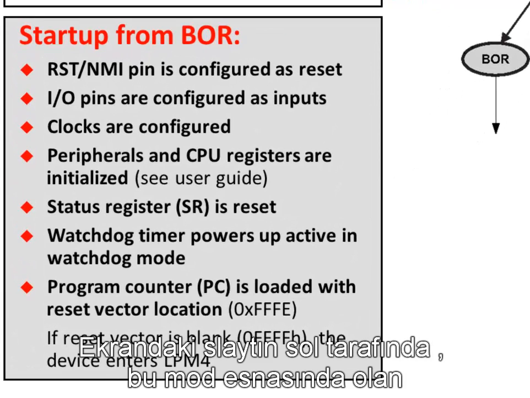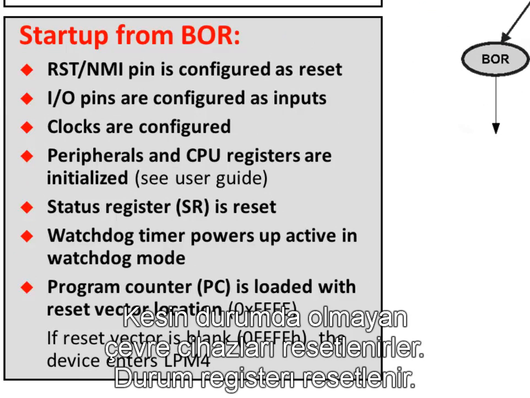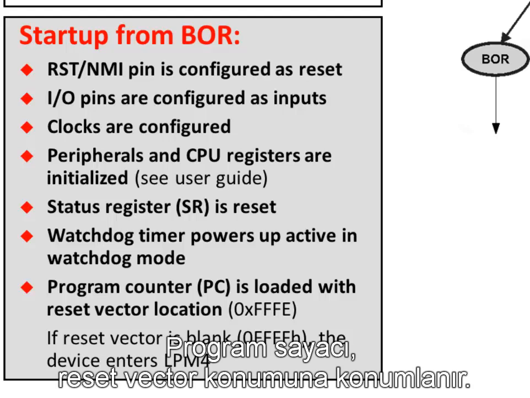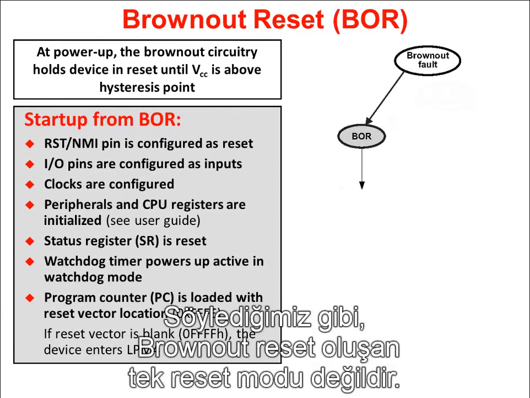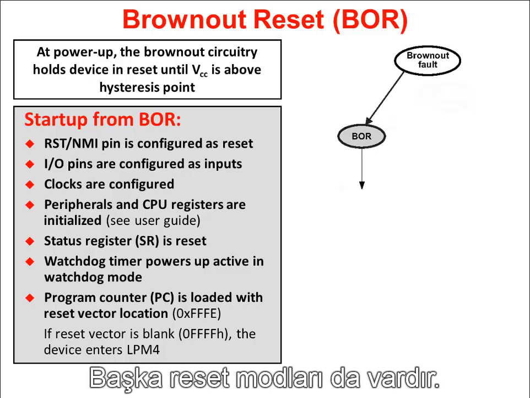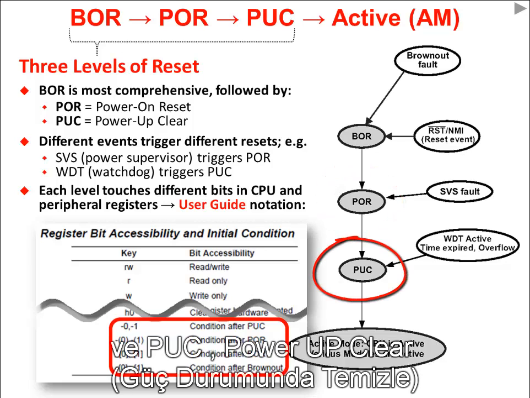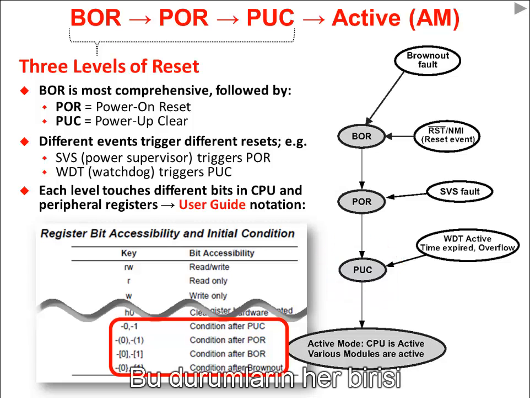You can see on the left-hand side of this slide, there are a number of different things that happen during this mode. So certain peripherals are reset, the status register is reset, the watchdog on these devices always powers up and starts running. The program counter is loaded with the reset vector location. So these are pretty standard reset activities. As we said though, the brownout reset is not the only reset that takes place. We can see that other resets, POR, power up on reset, and PUC, power up clear, are two other modes that we step through before we get to the active mode.